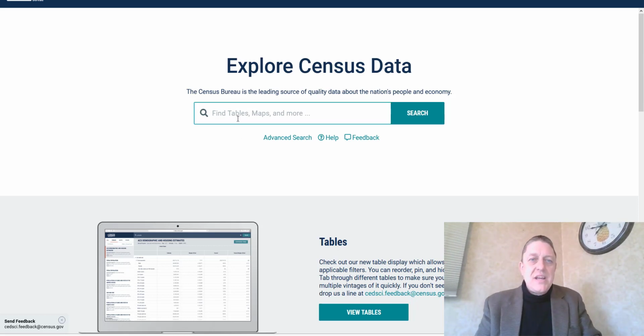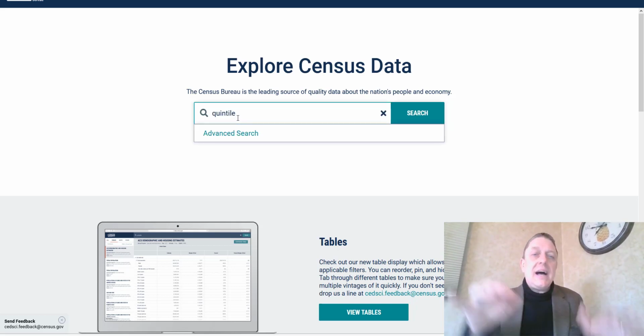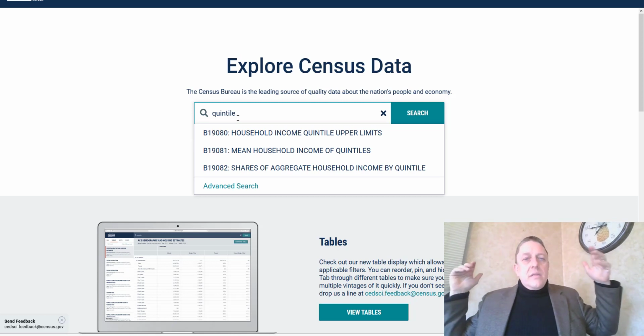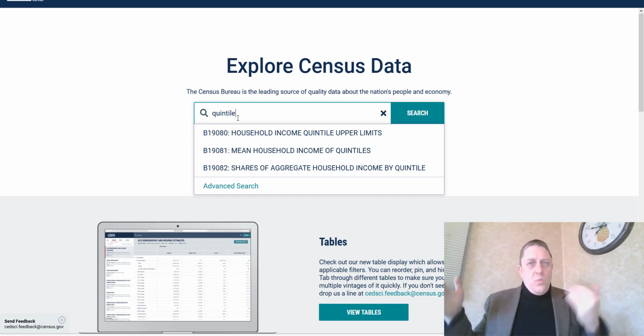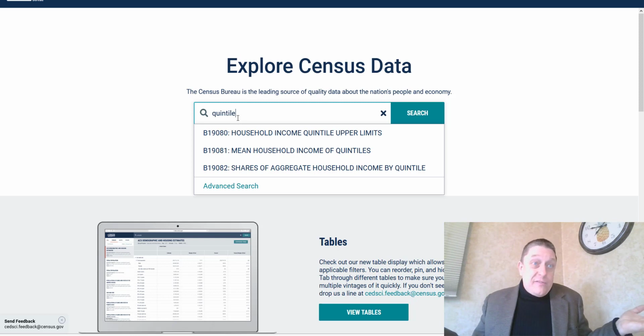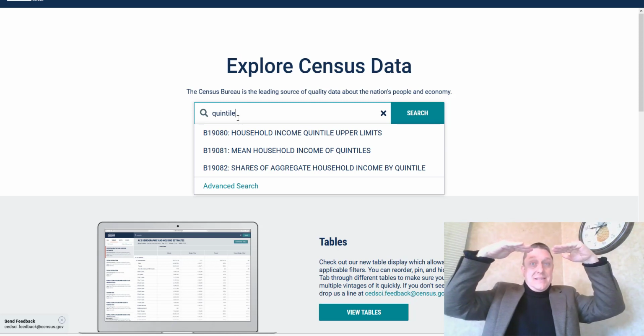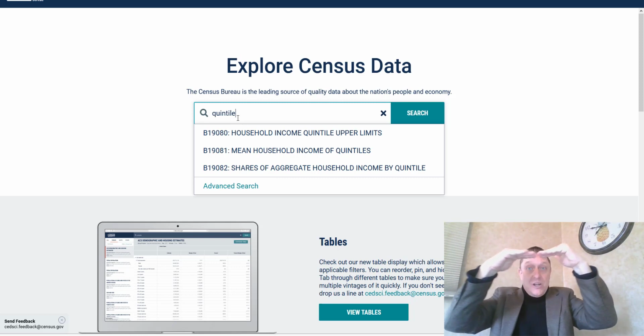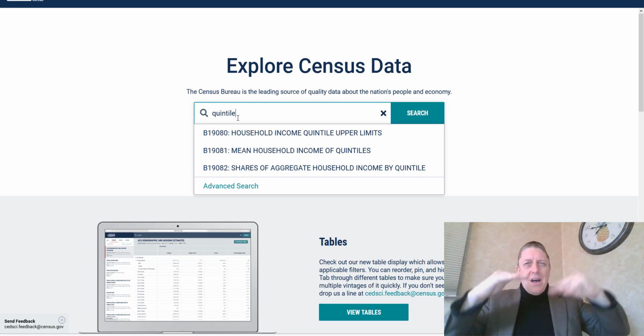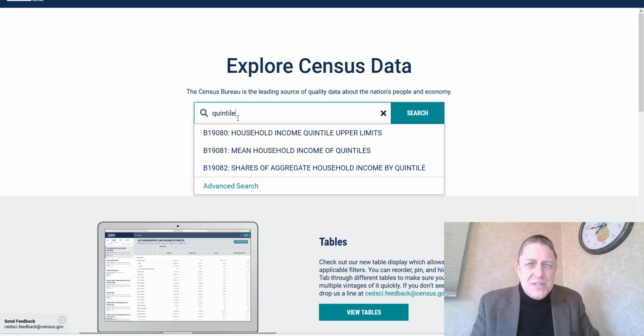Data.Census.Gov is the home page, and I'm going to type in quintile again. Now there are 3 measurements you can be offered here with the American Community Survey data, and one is the upper limits, like the top of the quintile, how much do they earn? But for today, we'll be interested in the average. So average equals mean.